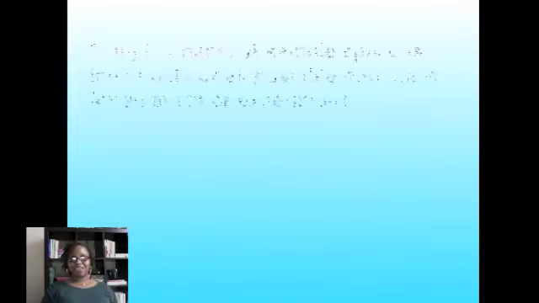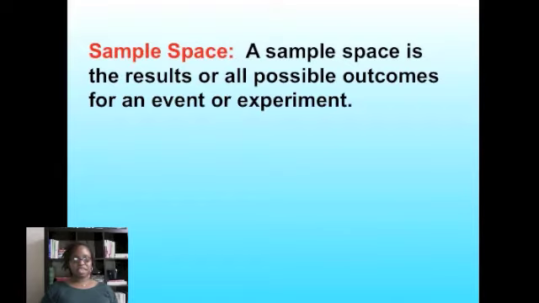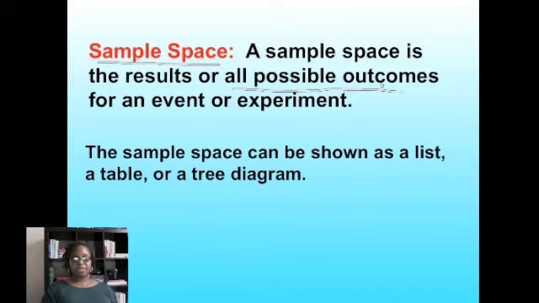We are on to our second video in this unit, which is sample space. Okay, so what is a sample space? It is the results, or all the possible outcomes, for an event or an experiment. All the possible outcomes that there are. A sample space can be shown as a list, a table, or a tree diagram, and we'll talk about all three of those coming up here.